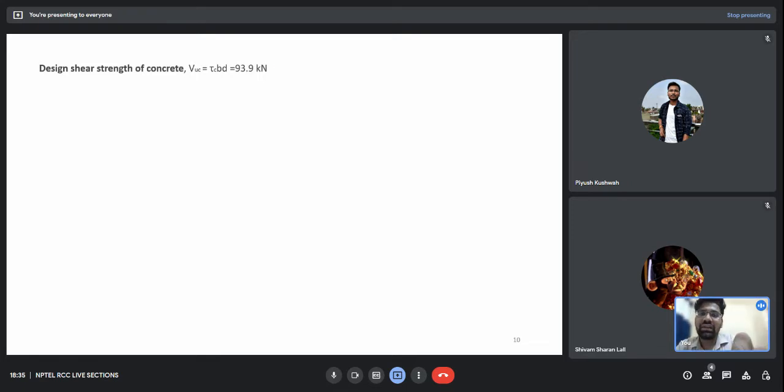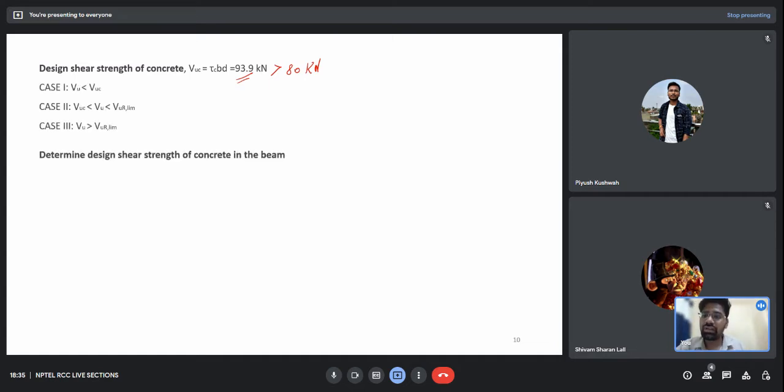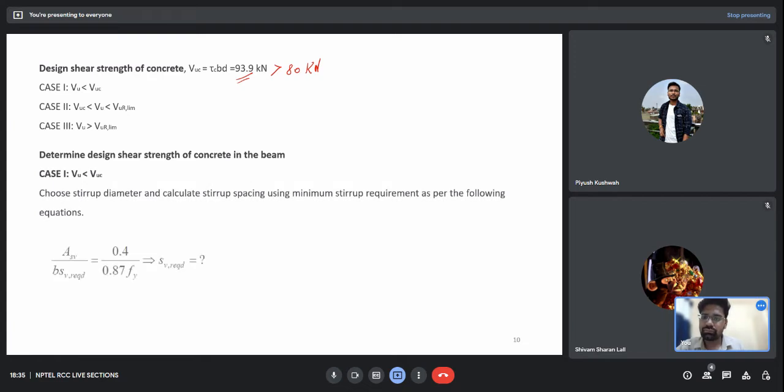Now this value is definitely greater than the load coming on my beam. My concrete itself can take a shear up to 93.9 kilonewton, but the load coming onto the beam is only 80 kilonewton. So there is no need of shear reinforcement, but still I will provide minimum shear reinforcement.